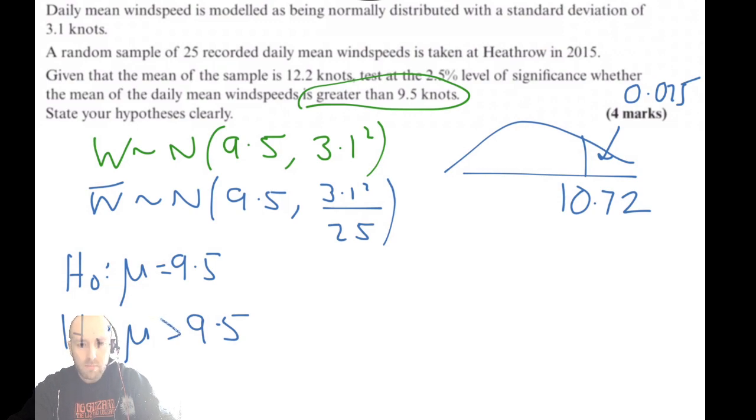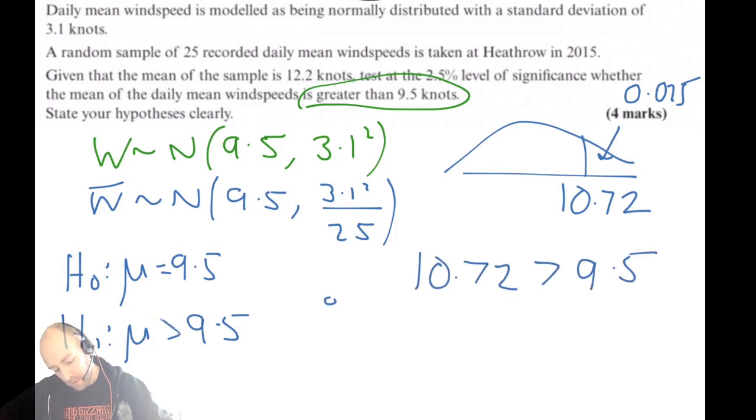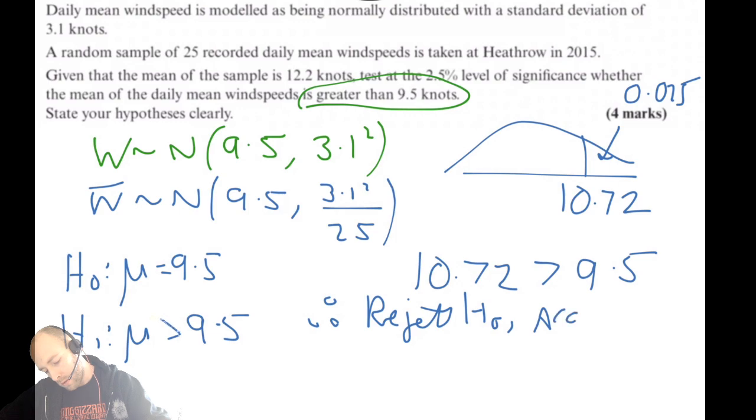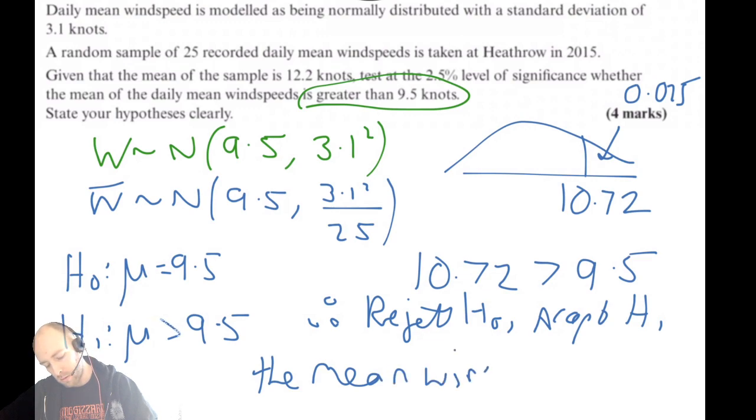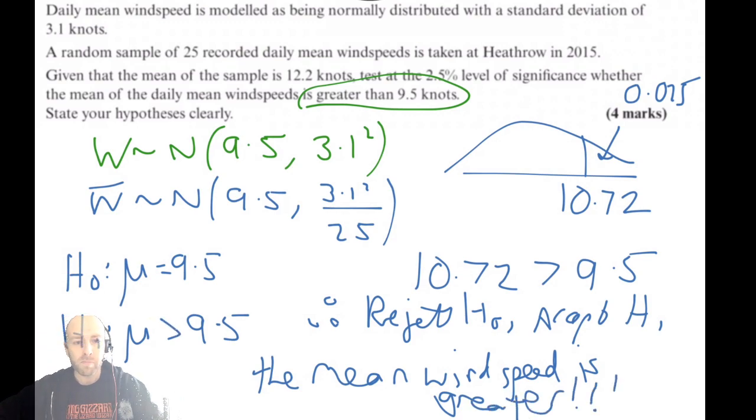Okay, so given the mean of the sample is 12.2, that looks bigger. Dan said the mean is greater. Oh, cool. Is that what I got as well? I did do this yesterday. Yes, the mean is greater than 9.5, so 10.72 is greater than 9.5. Therefore, reject H0, accept H1: the mean wind speed is greater. Cool. All right. Everyone okay with this? Once you've got this, it's easy stuff.